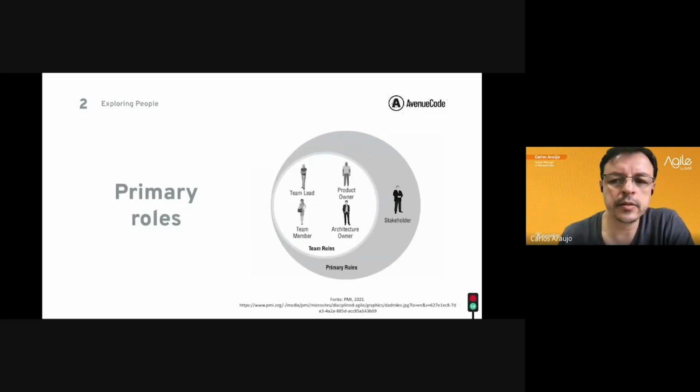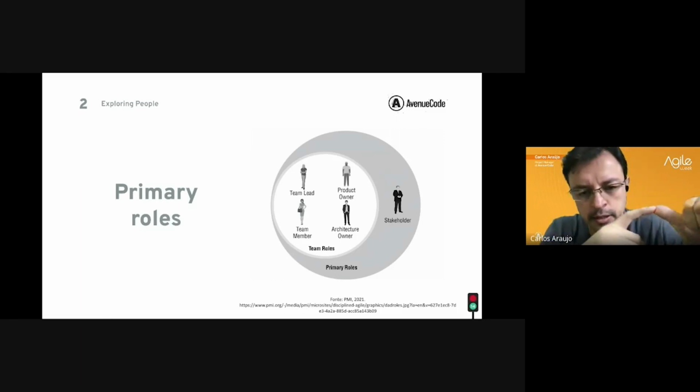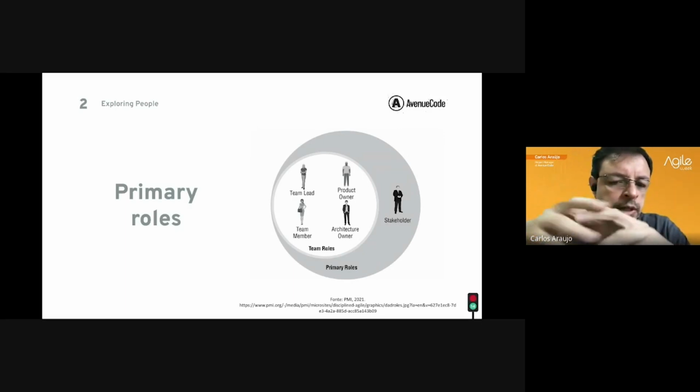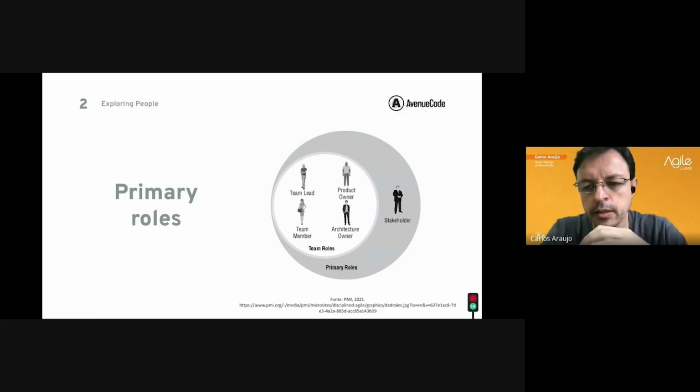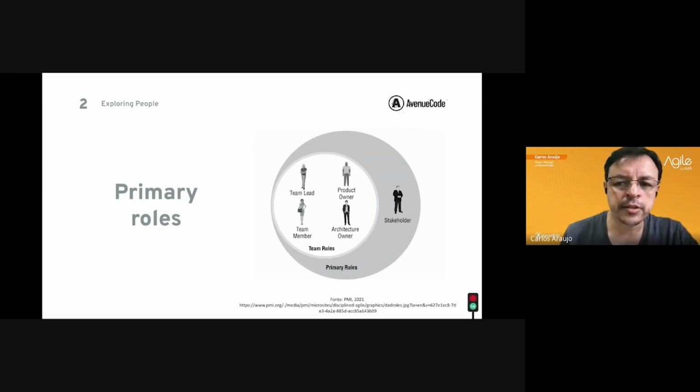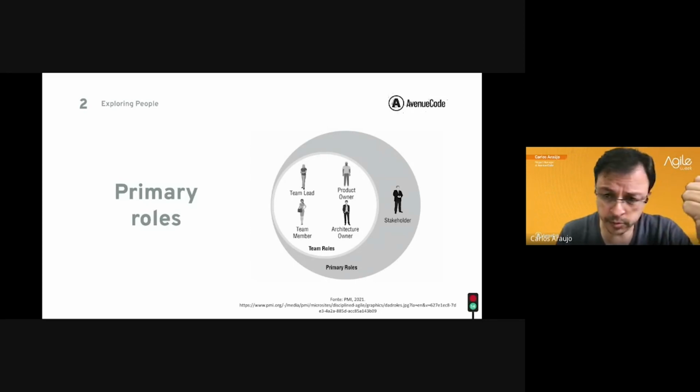And as you can see here, we have the primary roles. The primary roles are composed by the team lead, the product owner, architecture owner, team member, and stakeholders. As we told before, the architecture owner is the key source to look at the risks, to see the needs, to ensure that we can mitigate that and talk about the architecture of the project. We have the figure of the product owner. All the requirements go to that. There is no change in that.